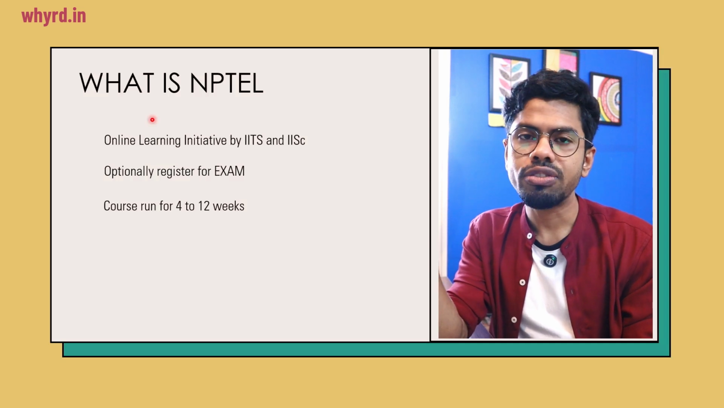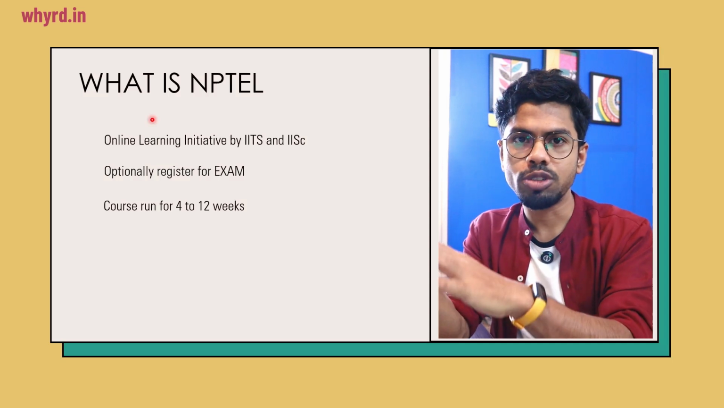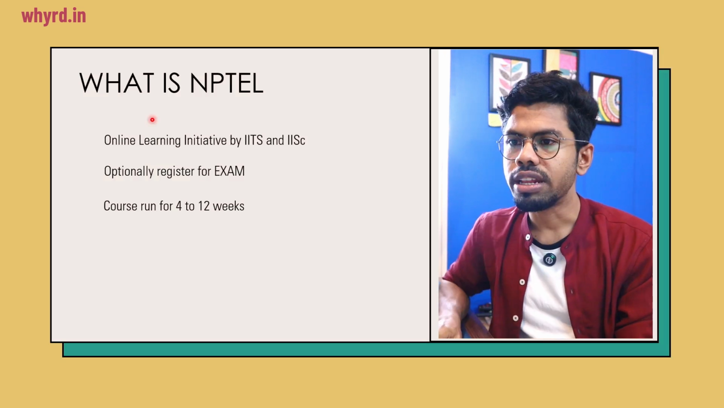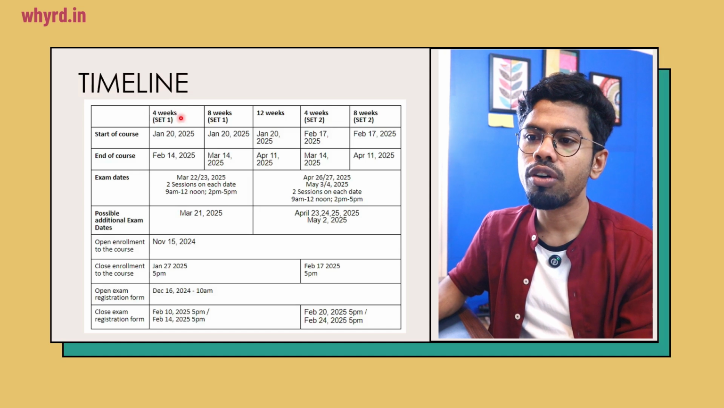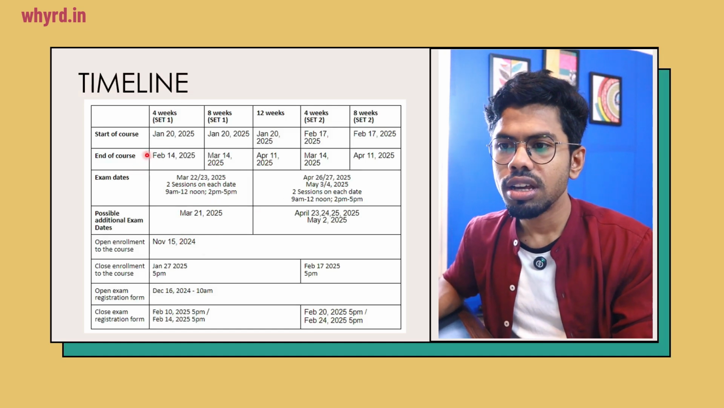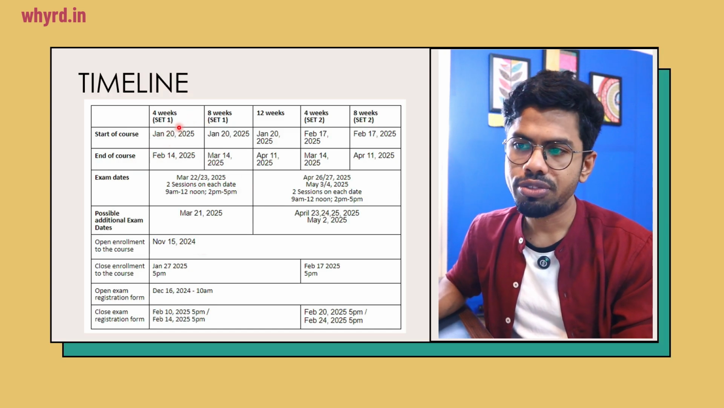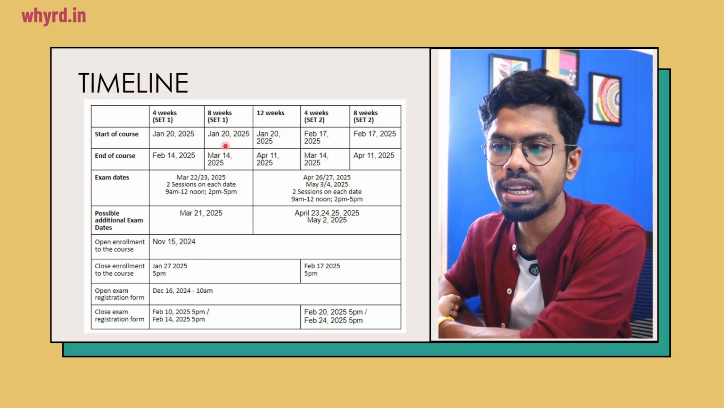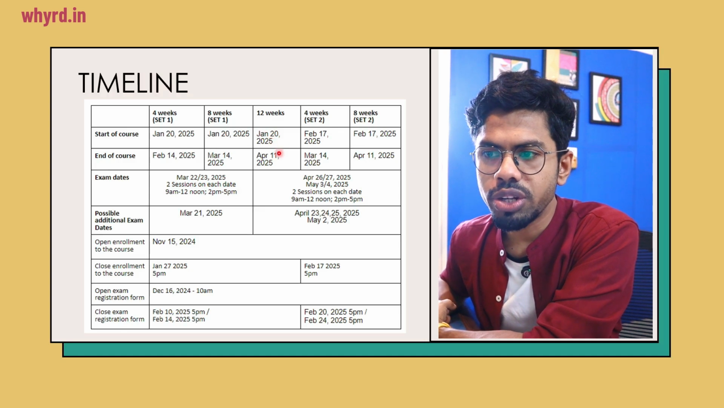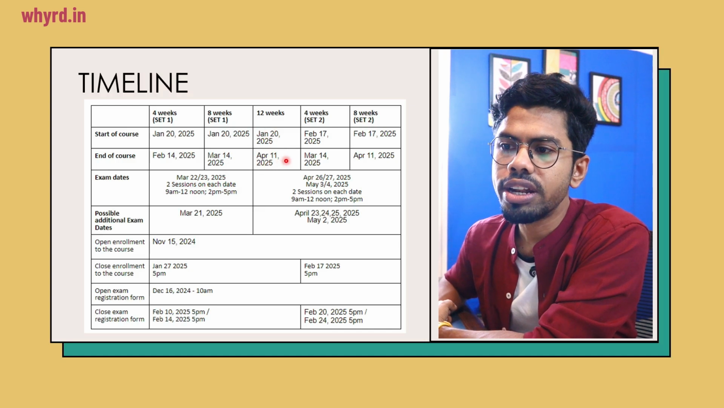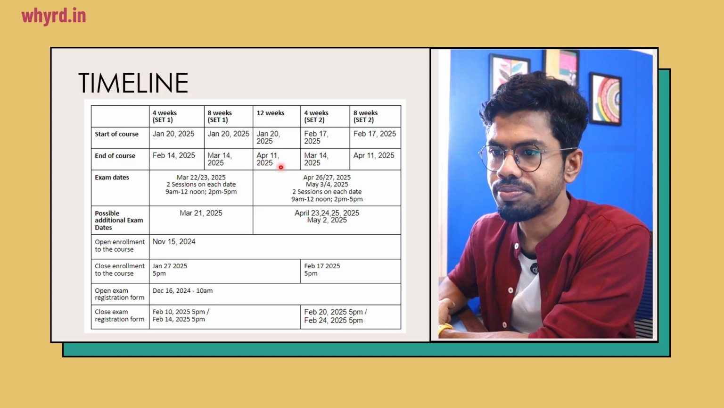Also, the courses run for 4 to 12 weeks, but for our domain, VLSI, the courses are mostly 8 to 12 weeks. If you see the timeline, this is the basic timeline for the semester which is going to start from January 2025. Here you can see 4 week, but most of the courses we don't have 4 week courses, we have 8 week and 12 week. The 8 week courses will start from January 20 and end on March 14, and for 12 week, it will end on April 11.